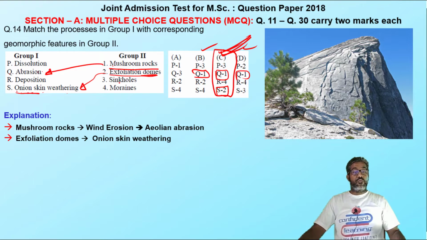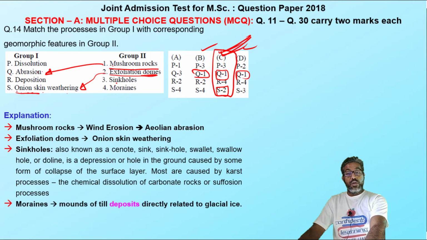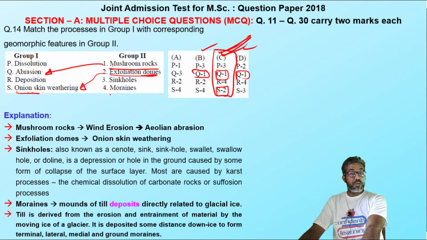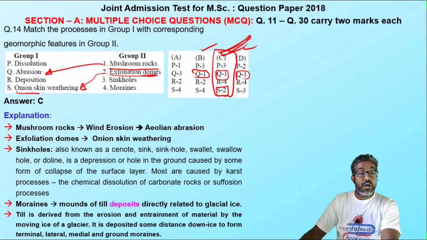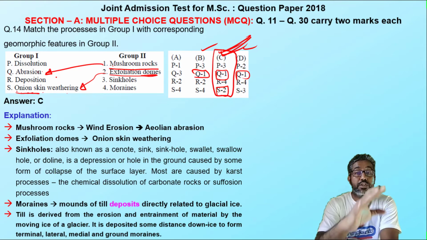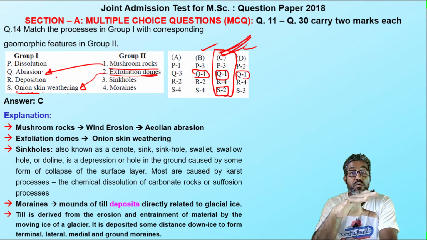But still we will go with the sinkhole. How does a sinkhole form? Sinkhole is formed by dissolution, and moraine is related to deposition. So even if you don't know the rest of the options, you can easily identify your option as C. Moving to the next question, but still I will suggest you please go through geomorphology step by step.